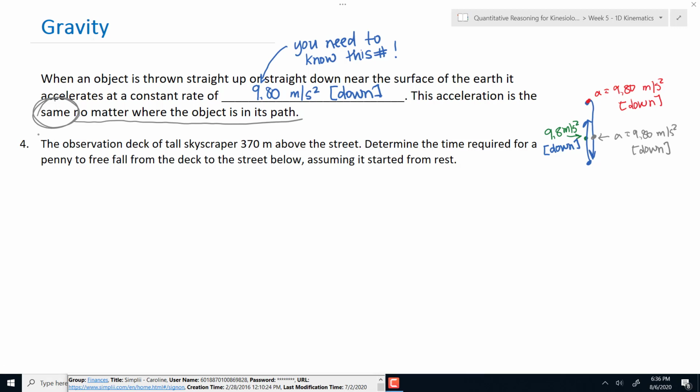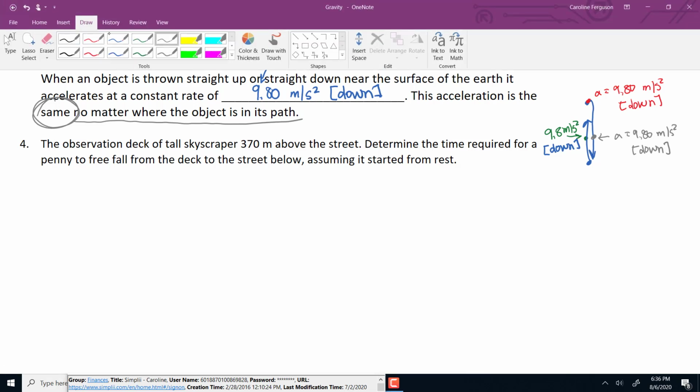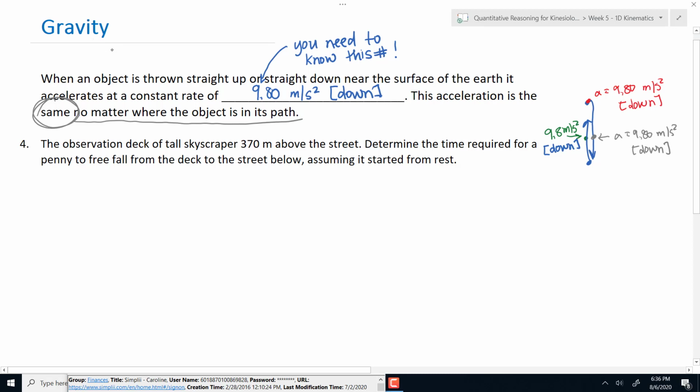So when you have a problem that's a kinematics problem, and you think you don't have enough information, remember the 3 kinematics equations, they all include the variable acceleration. If the acceleration is not given to you explicitly, it may be that you actually know what it is because it's due to gravity, so it's 9.8 meters per second squared down.